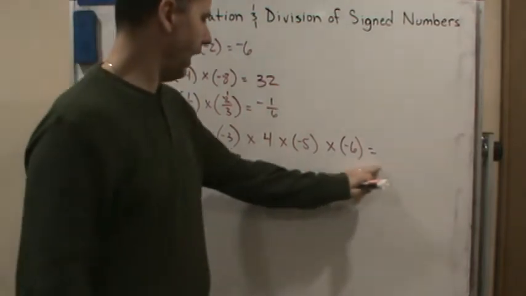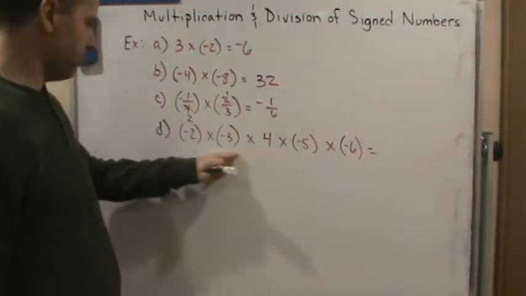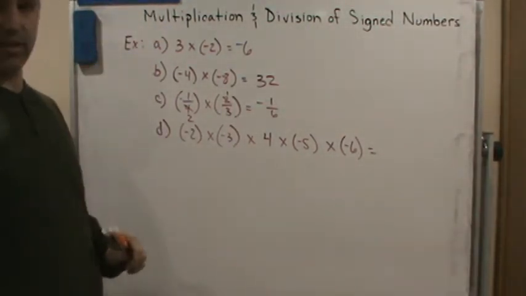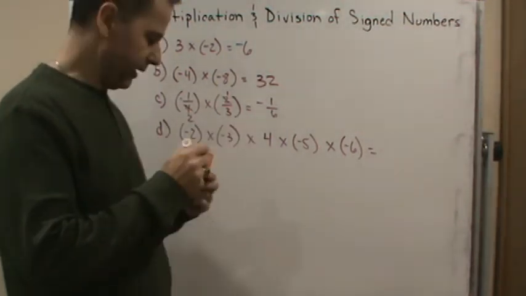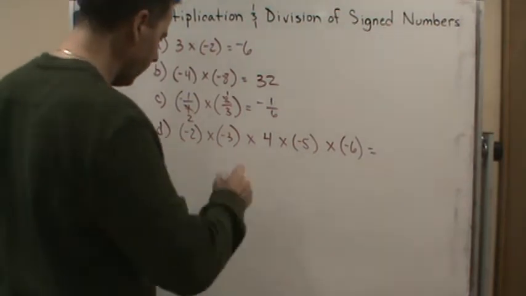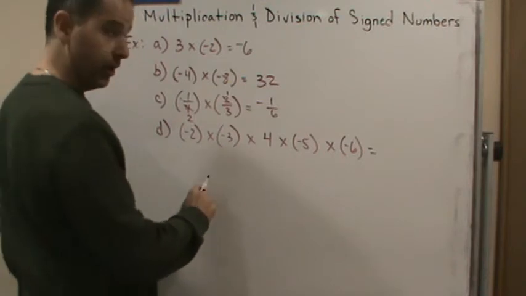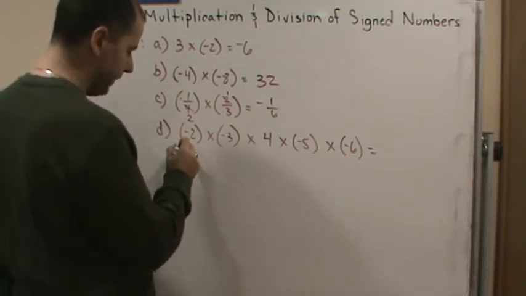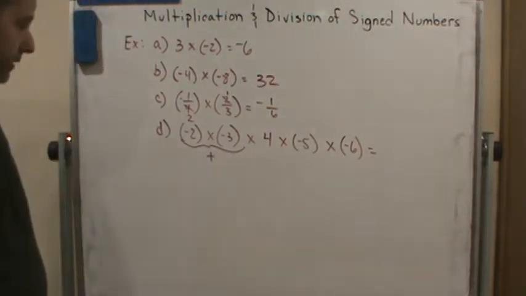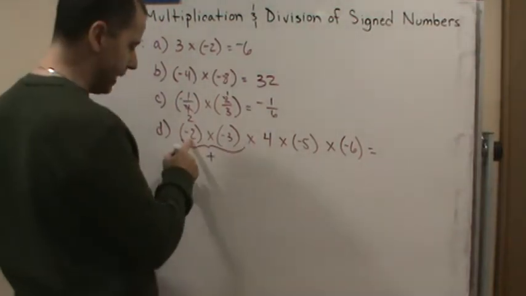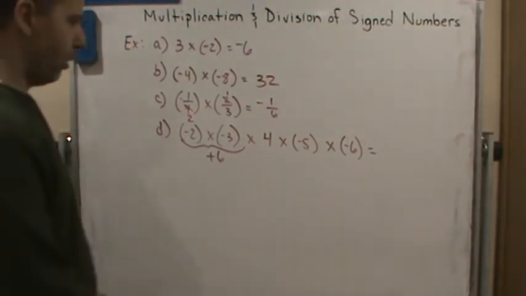Now look at this one here. Now I've got a whole string of signed numbers, right? So what's the answer to this one? Well, again, I'm going to do this pairwise. Think about this, okay? What do I know about this? This is going to be negative times a negative. So I know that this is going to give me a positive. A positive what? This is going to give me a positive 6.